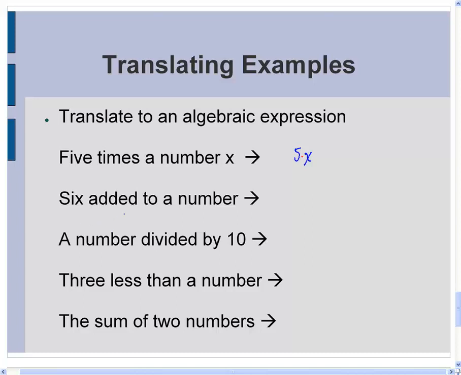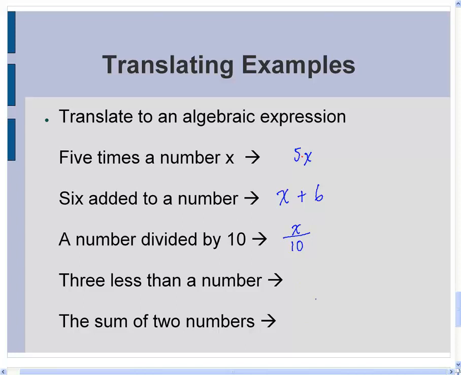6 added to a number can be written as a number, let's just use x, plus 6. A number divided by 10 can be written as x over 10. Remember that the fraction bar represents the operation of division and can be used in the place of the division symbol.